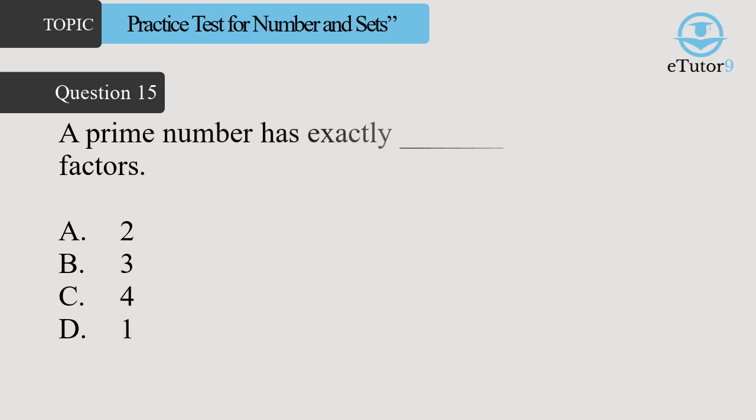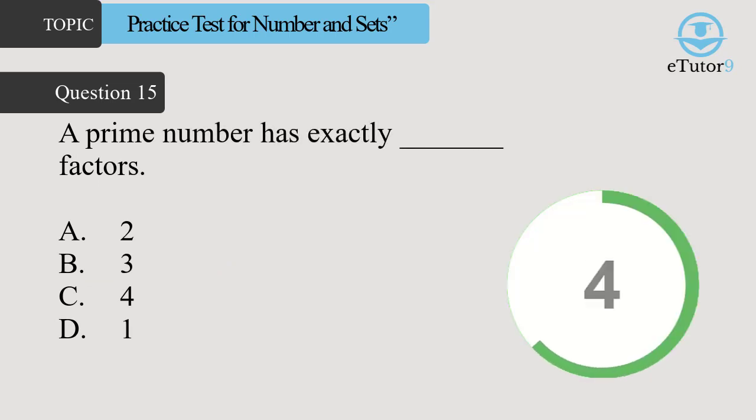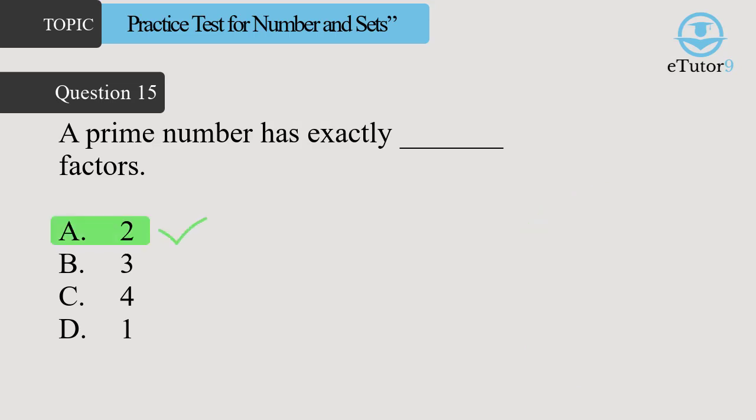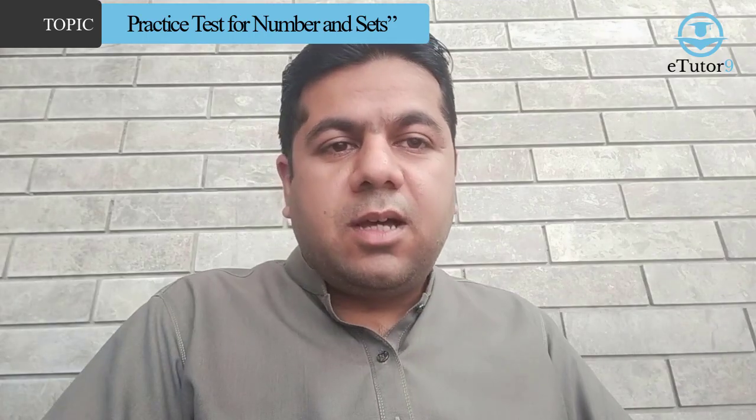Question 15. A prime number has exactly dash factors. Answer is A. 2.